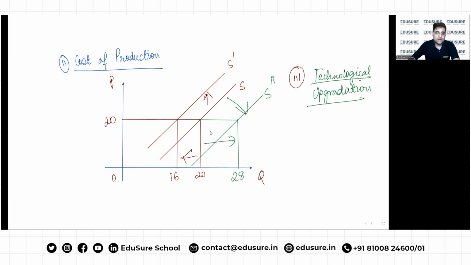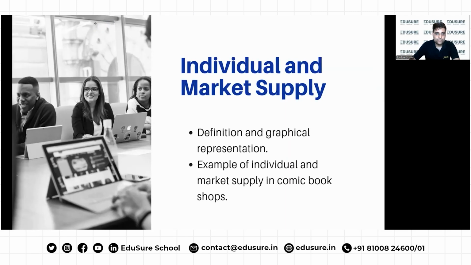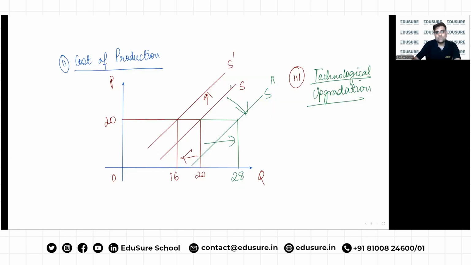And last but definitely not the least, the number of sellers. As the number of sellers is increasing, that would lead to a right-hand side shift in the supply curve, because now more sellers are participating in the market, so the overall supply of goods in the market would increase.